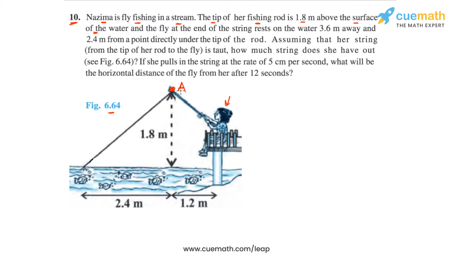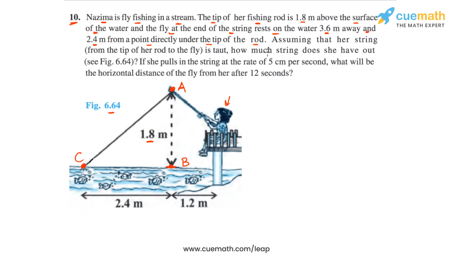Let's call it point A. This is 1.8 meters above the surface of the water. The surface of the water is here, and the point A is 1.8 meters above the surface of the water. And the fly at the end of the string rests on the water 3.6 meters away and 2.4 meters from a point directly under the tip of the rod. So this point here, which is directly under the tip of the rod, let's call it point B. And now this point here is where the fly is, the fly at the end of the string. Let's call it point C.